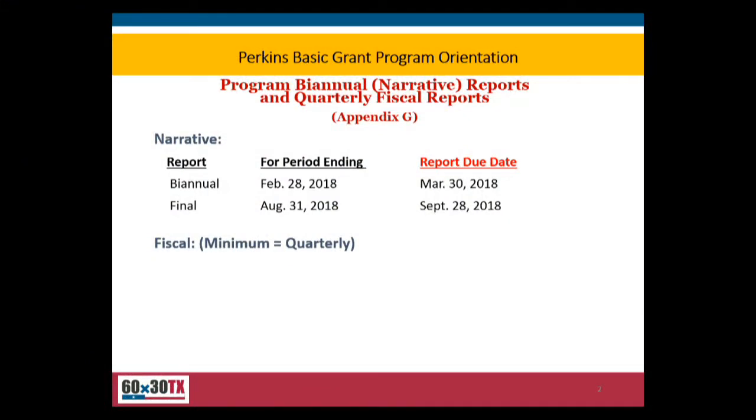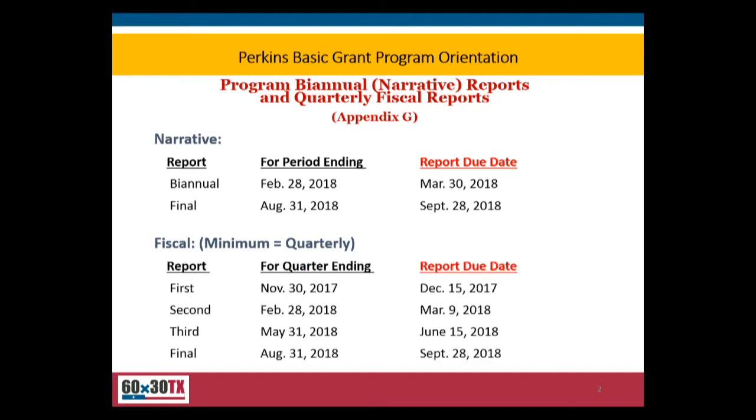For the fiscal, which is your costs and your budget, you need to submit these at least quarterly. If your college has a more frequent reporting period, such as monthly or bi-monthly, go ahead and use that, but you need to at least submit one every quarter. And again, the first quarter report period ends November 30th, and it's due by December 15th. And you go on, the second one is February 28th, is due March 9th. The third period ends May 31st, and that's due June 15th.